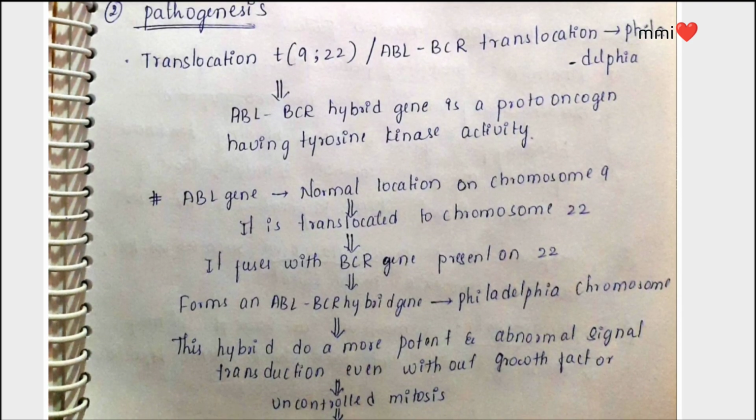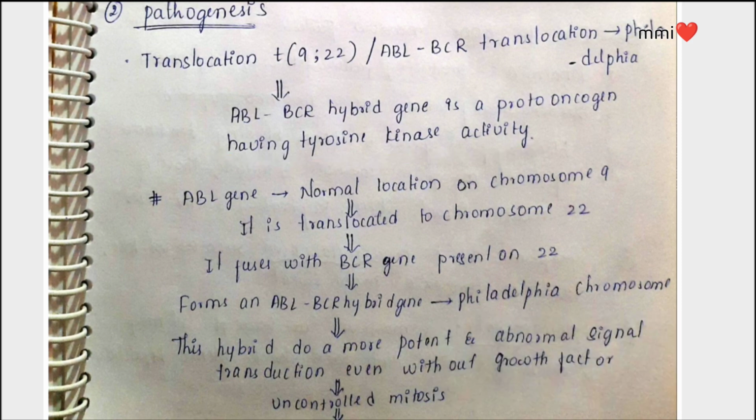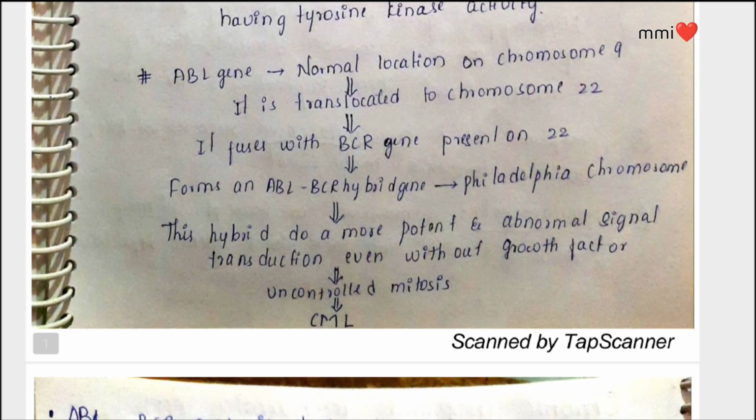Pathogenesis. Translocation, that is t(9;22). ABL-BCR translocation, that is the Philadelphia chromosome. ABL-BCR is a hybrid gene, a proto-oncogene having tyrosine kinase activity. Remember this tyrosine kinase activity. Now coming to the pathogenesis, which led to chronic myeloid leukemia.